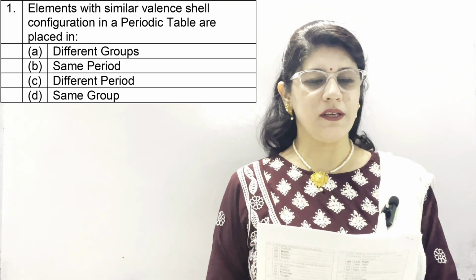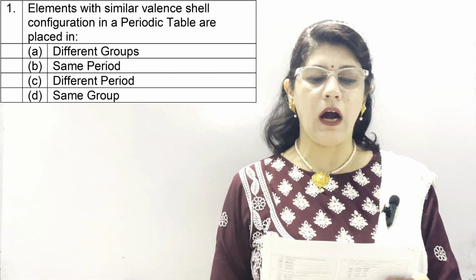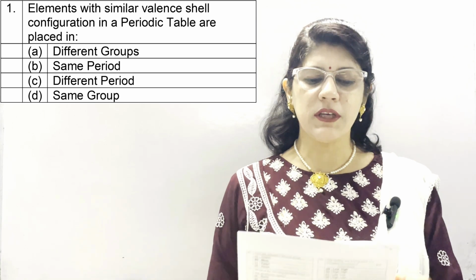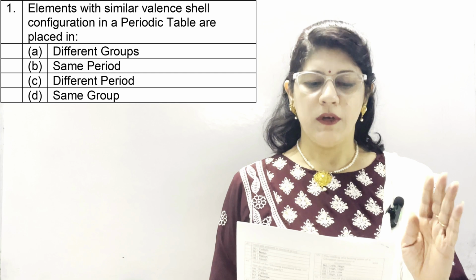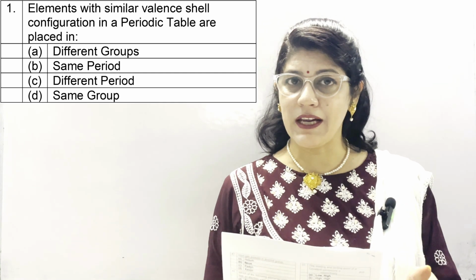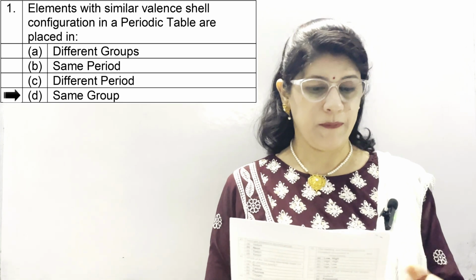Our first MCQ is: elements with similar valence shell configuration in a periodic table are placed in. First option is different groups, second same period, third different period, and fourth same group. So we know that they have the same valence electrons, so they are placed in the same group. It means option number D.